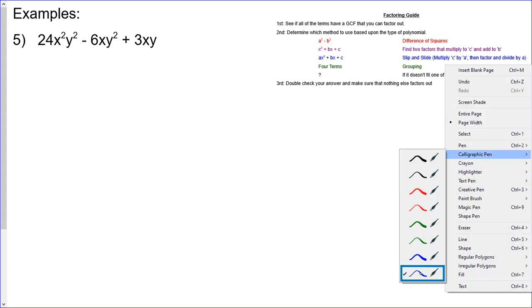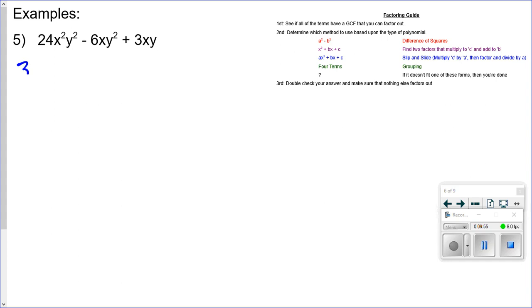Let me go back to my thinner pen. I like this one. So 3xy is going to get factored out. And so that leaves me with 8xy minus 2y plus 1. All right, so now let's look at what's inside the parentheses and see if that fits anything over here.